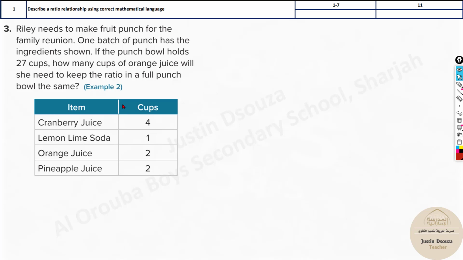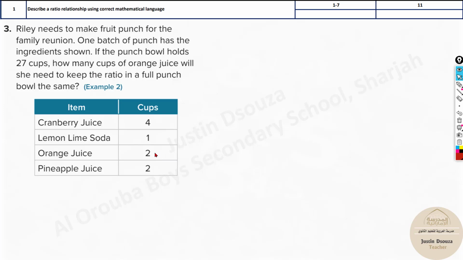If it is for only 4 or 5 people, the same dish can be done with less quantity. But imagine you need to cook for 10 people, the same dish needs much more quantity. You need much rice, much chicken, much meat, much everything, right? Same way, here we have a ratio for making this fruit punch with cranberry juice, lemon lime soda, orange juice, and pineapple. All of this is required in this number of cups. But now they want to do one more batch, which is bigger, with 27 cups. So how would you do it?